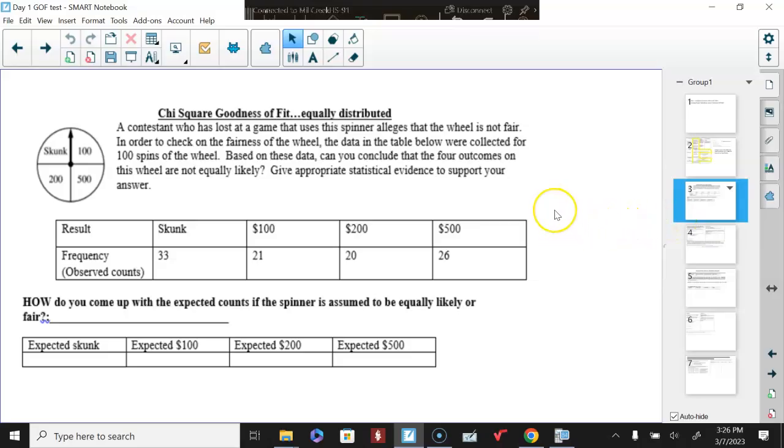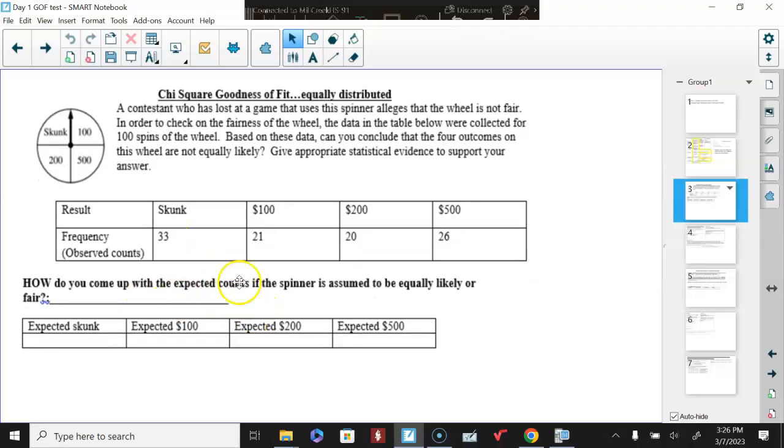Now, reading the problem, basically the idea is this spinner over here: is this a fair spinner? So if we spin the spinner 100 times, do we land on each section the same number of times? Is it equally likely? So down below, someone doesn't think it's fair, so they spin the spinner 100 times, and they landed on the skunk section 33 times, 121 times, 220 times, and 526 times. Now, that's actually what happens, so those are called my observed counts.